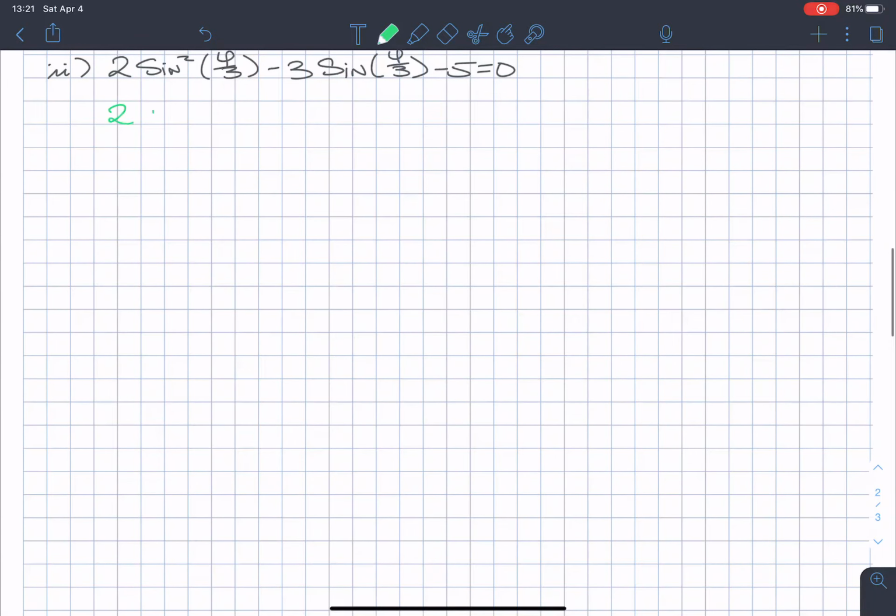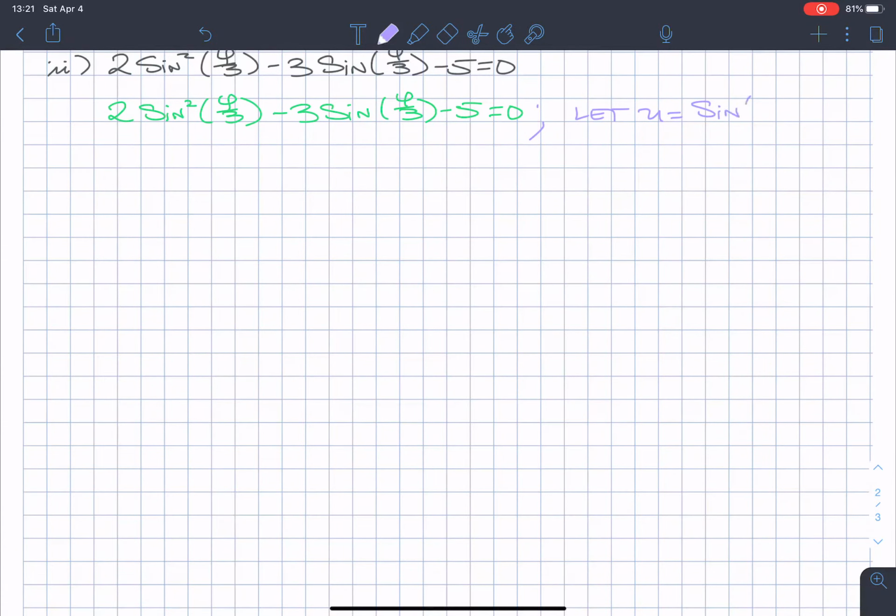So we have 2 sine squared of phi over 3 minus 3 sine of phi over 3 minus 5 is equal to 0. So I'm going to do a u substitution. I'm going to let u be equal to sine of phi over 3. So what I get then is 2u squared minus 3 times u minus 5 is equal to 0.